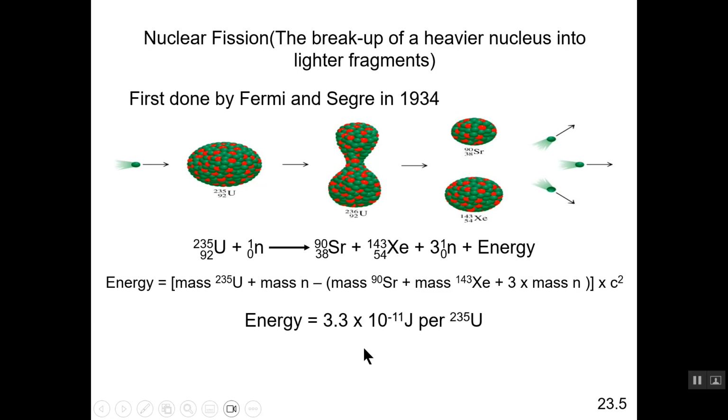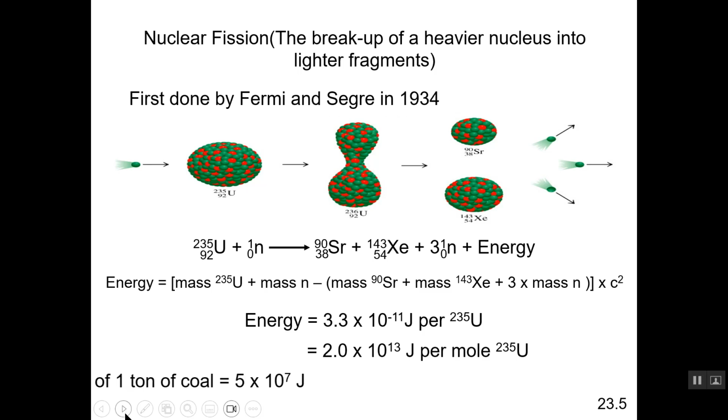In the case of the fission involving uranium-235, the amount of energy produced is, as you can see here, 3.3 times 10 to the minus 11 joules per uranium-235 nucleus. So that gives you an idea as to how much energy is produced. Now, if you were to translate that into per mole, which is basically per 235 grams of uranium, the amount of energy will be 2.0 times 10 to the 13 joules.